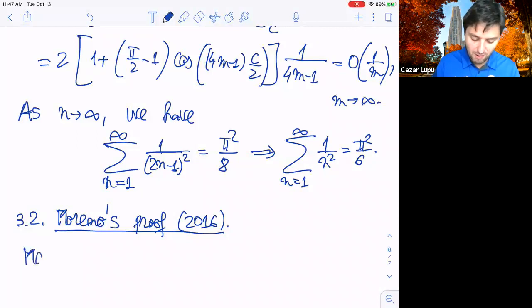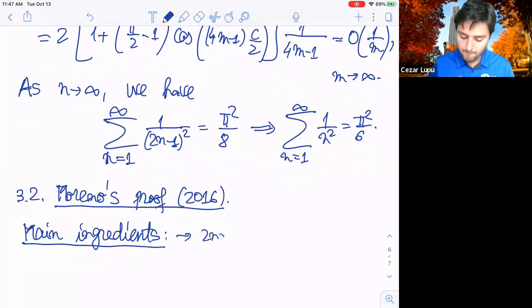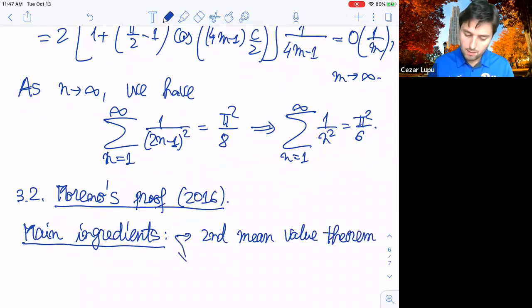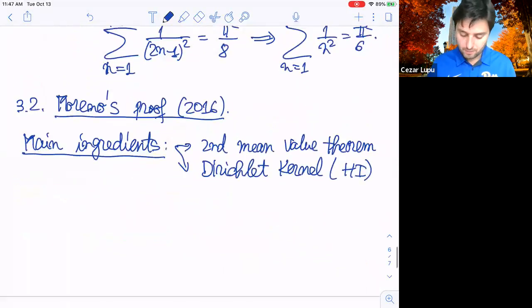So the main ingredients here are the second mean value theorem, and again, the Dirichlet kernel, the same identity. In fact, that hidden identity, I'm going to use it again. But you will see that the proof now will be much, much shorter. So again, I'm going to start with the same identity.